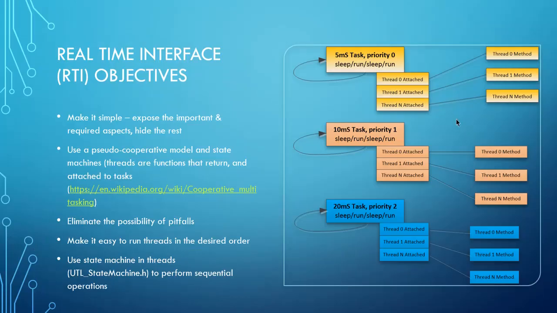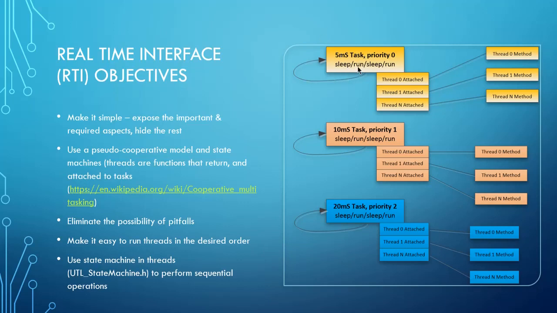And this slide gives us an idea of what's happening with the RTI. We'll look at the diagram first. This coincides with a previous diagram where we've got 3 tasks running. Each task is an infinite loop and has its own stack. And it will sleep, run, and it does this at a 5 millisecond rate.